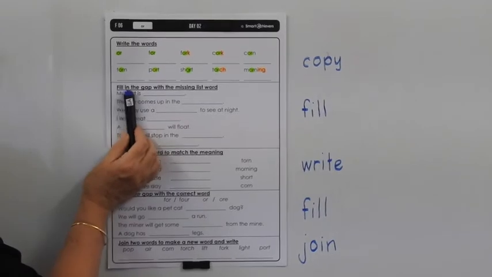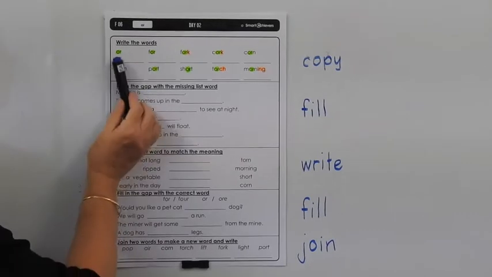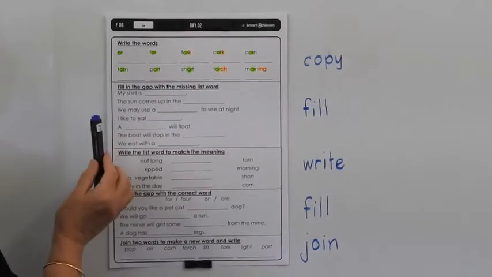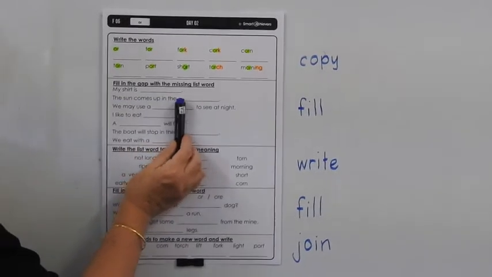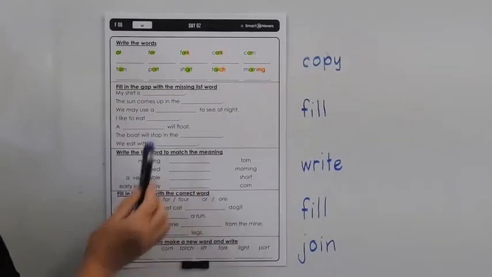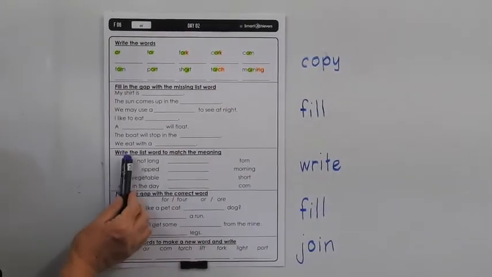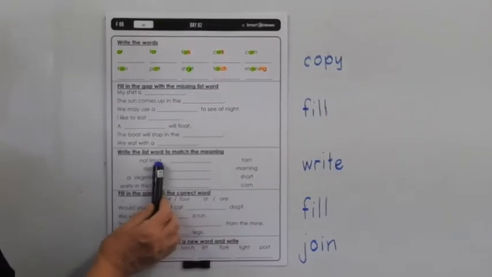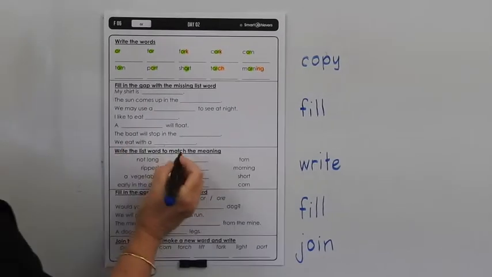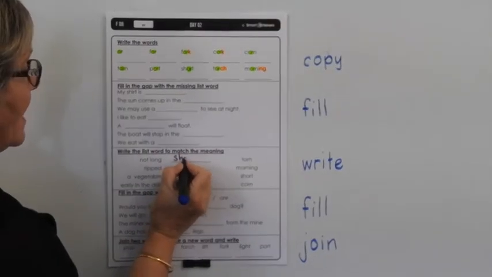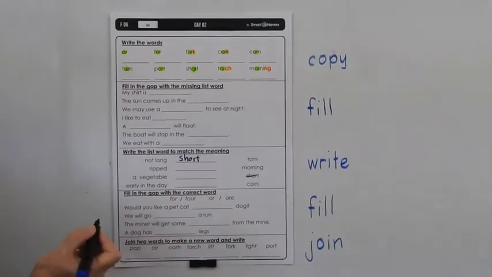It says fill in the gap with the missing list word. My shirt is, and you have to find a word up here that would fit in there. The sun comes up in the, so once again look up there for those words, and you can finish reading the rest of those and filling in the missing word. Write the list word to match the meaning. Not long would probably be short, so you can write the word in and you can cross it off when you've used it so you know you don't have to use it again.